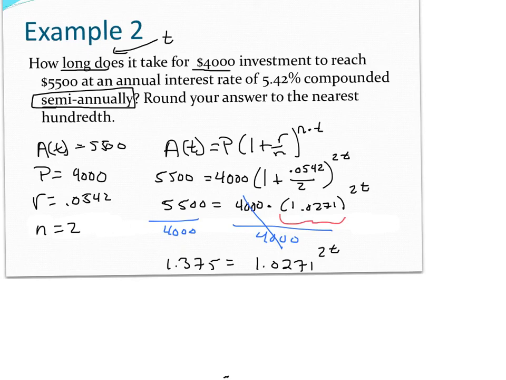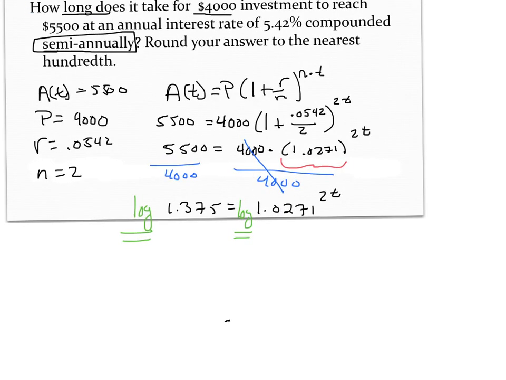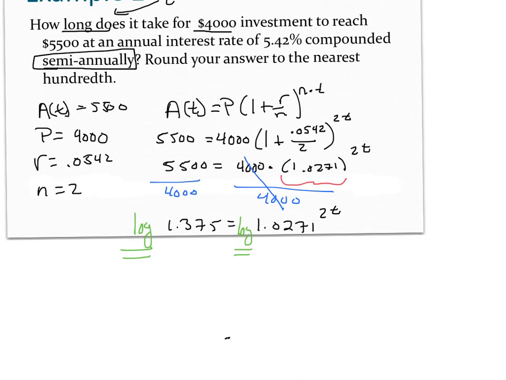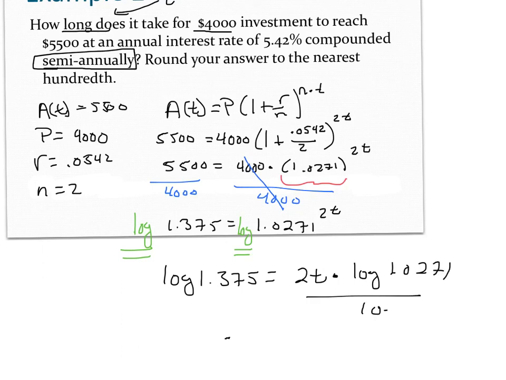Now that I have the exponential function with just the base and the exponent, I can write in a log. And notice what I'm using here. I'm using a common logarithm. There's no e in this problem, so common log is what's used. So now that I have a common logarithm, I can go ahead and apply our property for our exponent. I can bring down the 2t, and that's going to be multiplied by log of 1.0271. Divide out my logarithms.